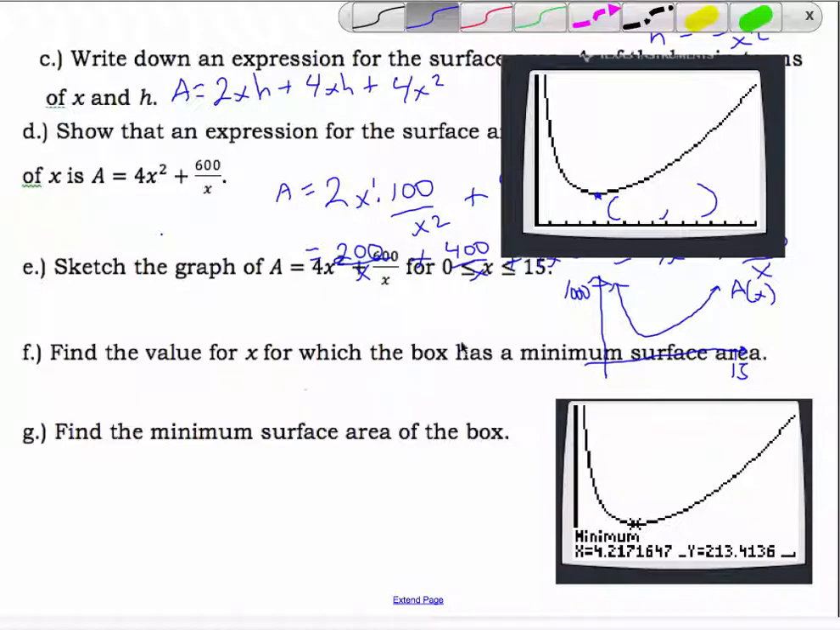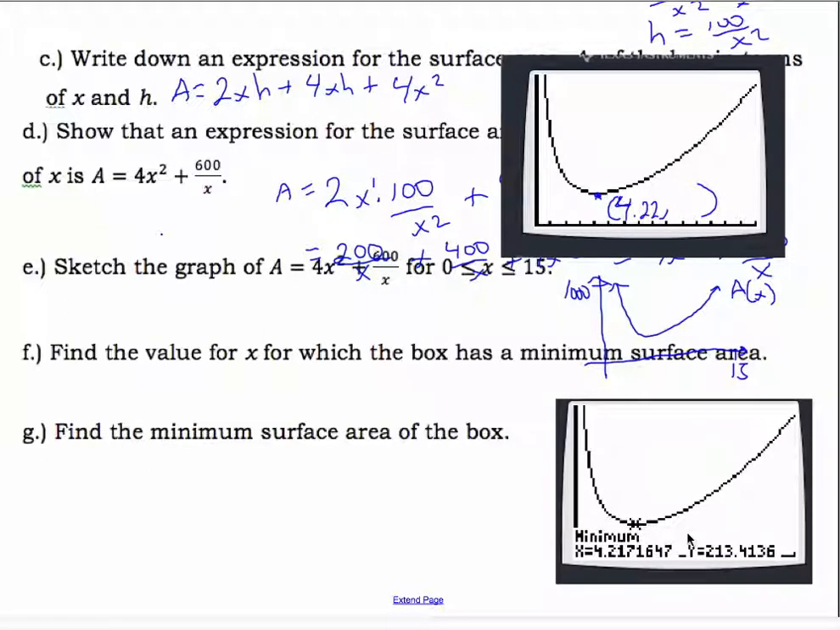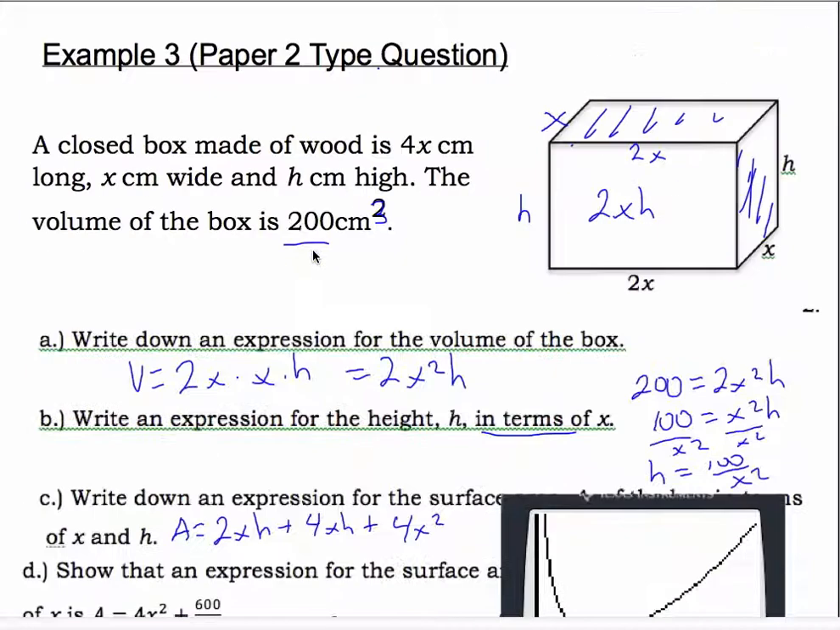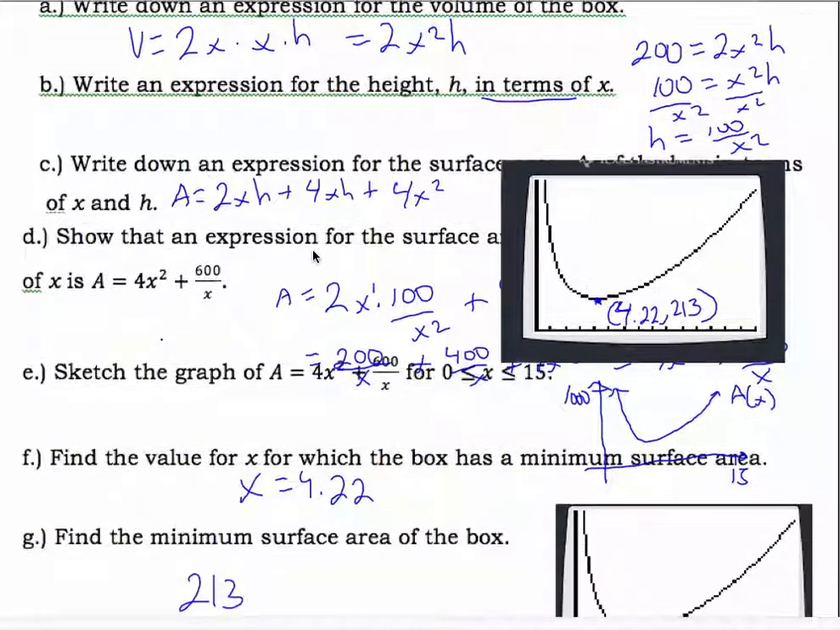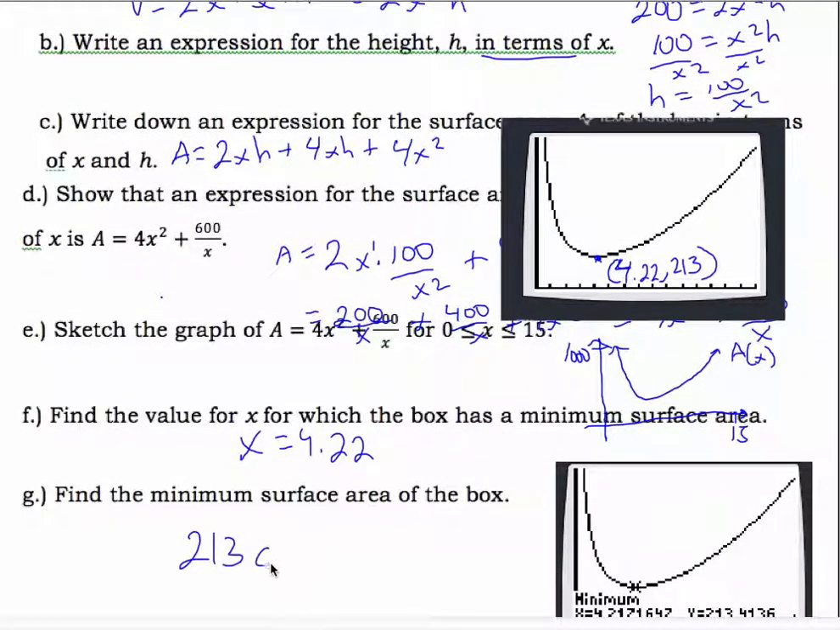So find the value of x for which the box is a minimum. Well, the minimum point is 4.22, 213. Okay, so the value of x that makes it a minimum is going to be x equals 4.22, and the minimum surface area of the box is the y coordinate there, which is 213. Now, we were given units in the question. These are centimeters, so let me say minimum surface area is 213 square centimeters, and this value of x is 4.22 centimeters.